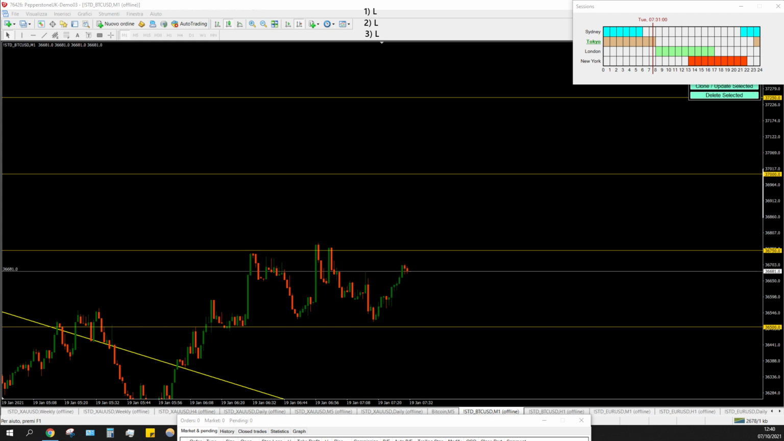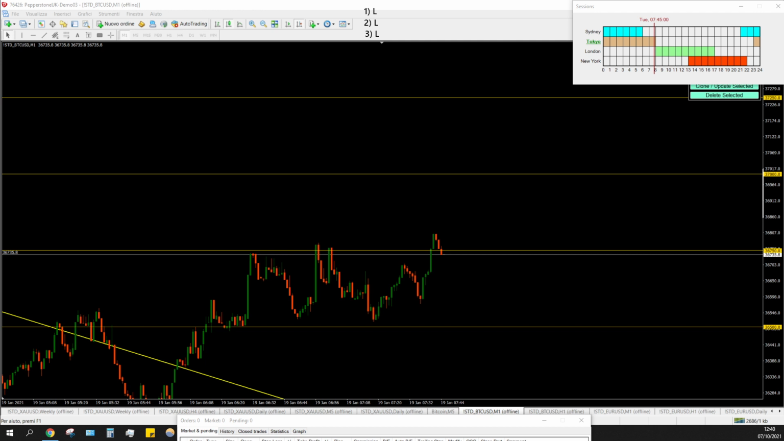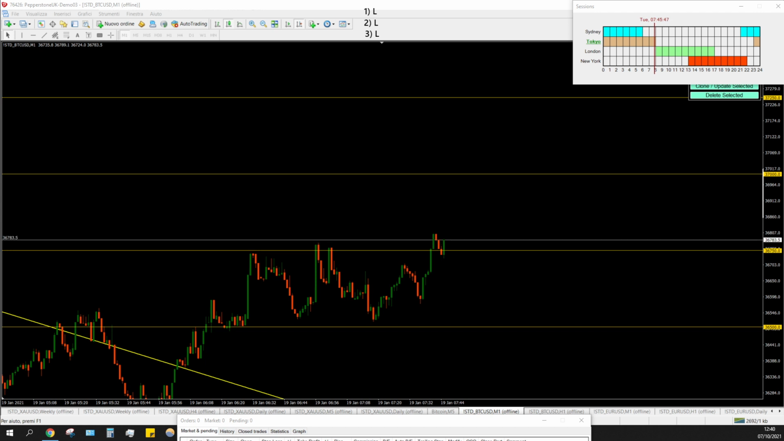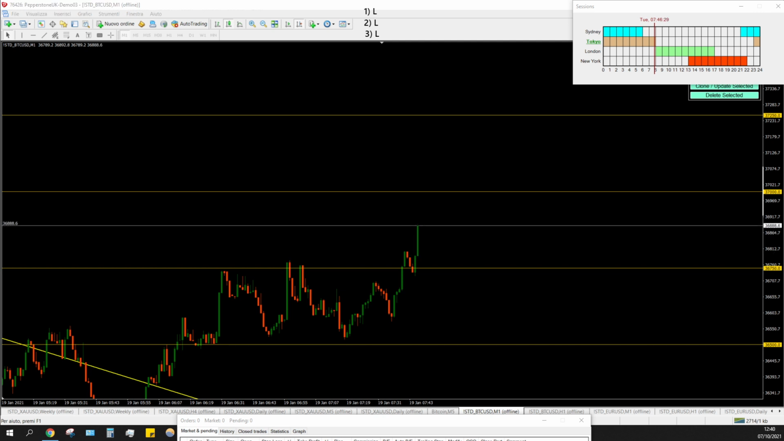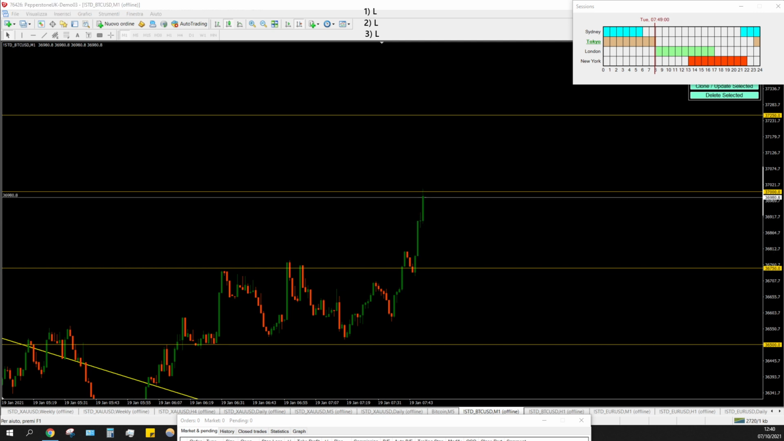Multiple bounces from the PPL. Okay, break and retest. Let's see live. This one goes down and then goes up and closes as it is. The next one, I would have loved a nice wick, but as I showed, this was seen, didn't make any.